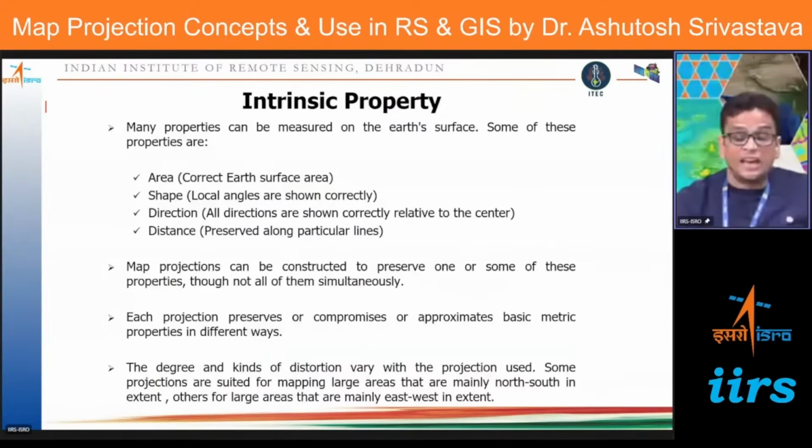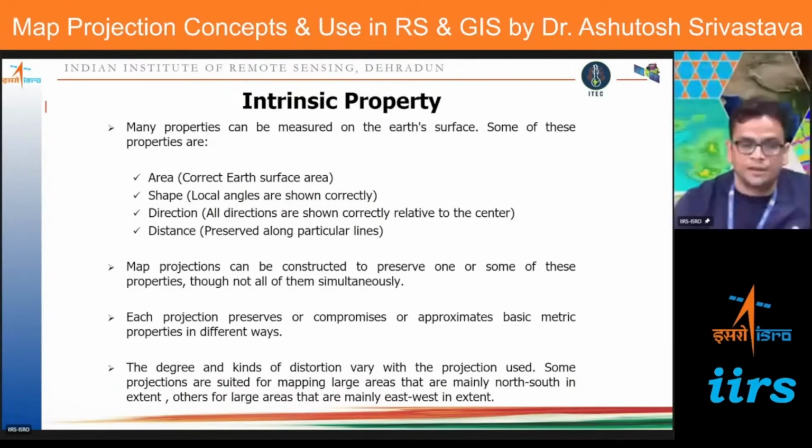Many properties can be measured on the Earth's surface. Some of these properties are area, shape, directions, and distance. Map projections can be constructed to preserve one or some of these properties, though not all of them simultaneously. Each projection preserves, compromises, or approximates basic metric properties in different ways. The degree and kind of distortion vary with the projection used. Some projections are suited for mapping large areas that are mainly north-south in extent, and others for large areas that are mainly east-west in extent.